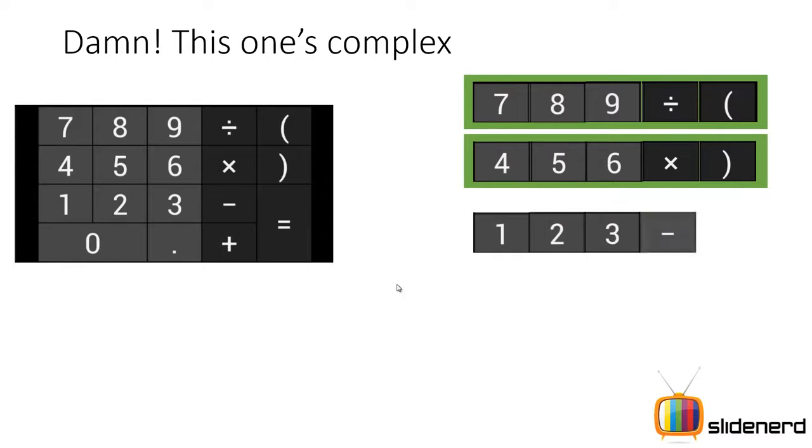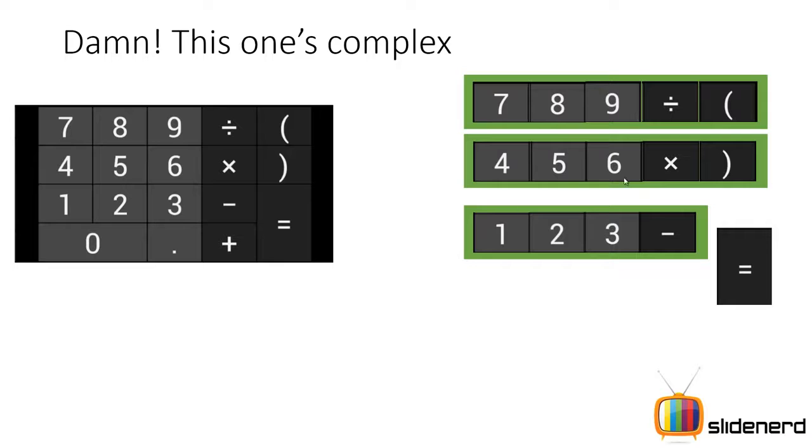Same thing for 1, 2, 3, minus sign, right? And if you see this equal to button, now this is not a part of the horizontal linear layout because vertically it's taking twice the space, so we can't do that with a horizontal linear layout. Now can this be a part of a vertical linear layout? Now think about this, this can be a vertical linear layout, this can be another one, this can be a third one, but here again we are stuck, right?